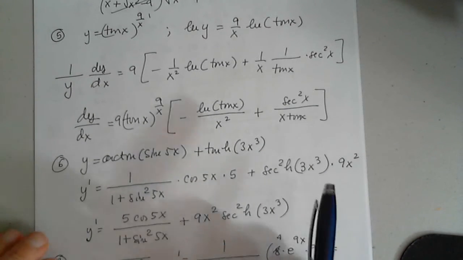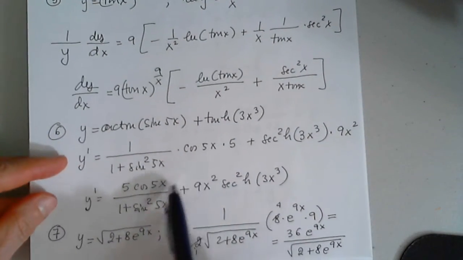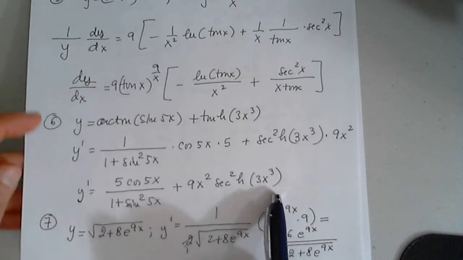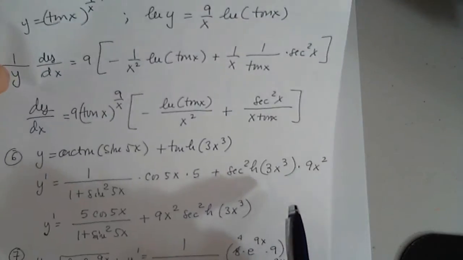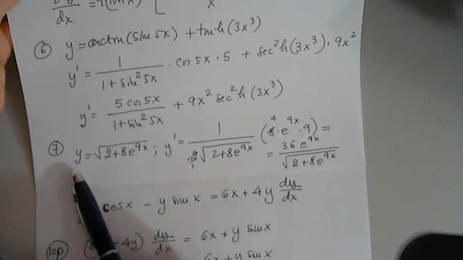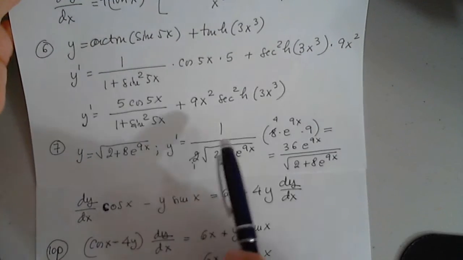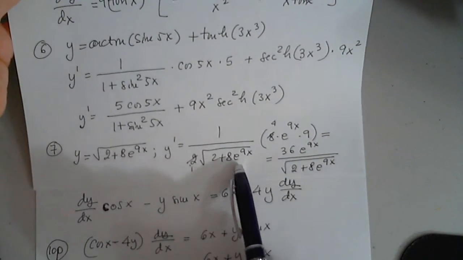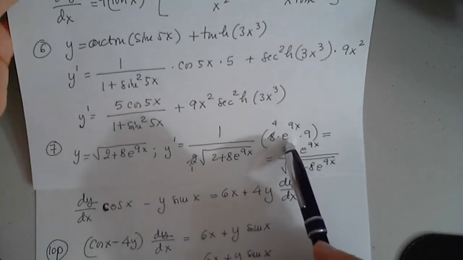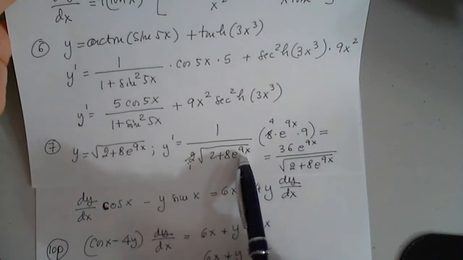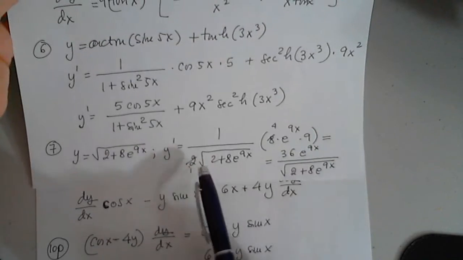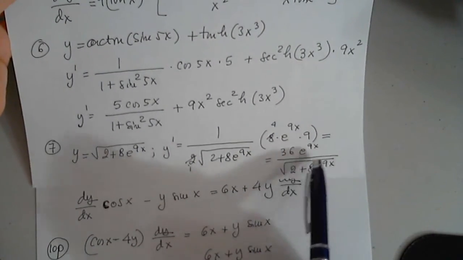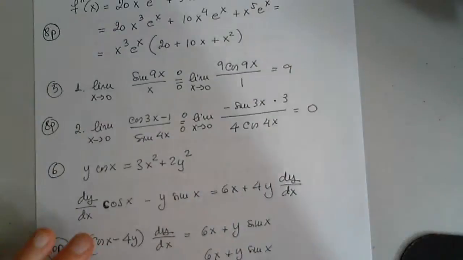And then I just condense it a little bit with 5 cosine and plus 9x squared secant squared. Y equals this, prime, 1 over 2, the square root of that, times the inner function prime, which is 8, times e to 9x, times the inner function prime, which is 9. I will simplify, and I get 4 times 9, which is 36, e to 9x over the square root.